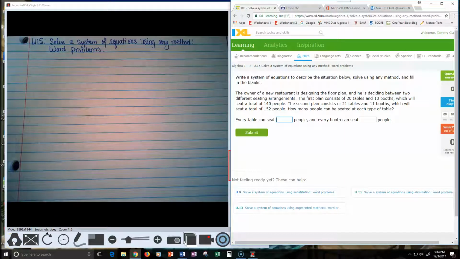We are on our final U, which has to do with Unit 4 and systems of equations, and we have learned so much. We're going to finish this off with word problems, and again, you get to use any method that you would like, keeping in mind that some work better for some situations than others. So let's jump right in.